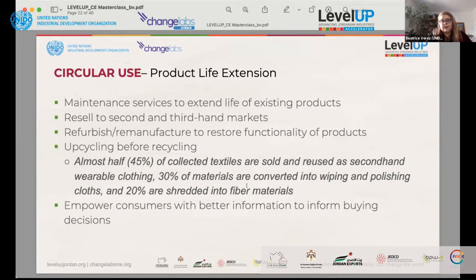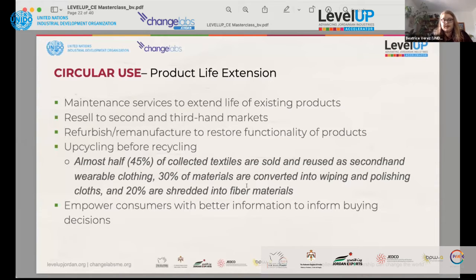Then you can also, but this is perhaps more on the customer side, encourage them to share their used goods, their used textiles or their used products to second and third hand markets. And you may decide that that is a part of the market that you as a company want to engage in, whether that's collection or separation and treatment. Then there's also refurbishing and remanufacturing to restore the functionality of goods.